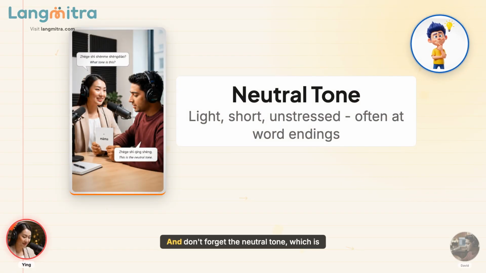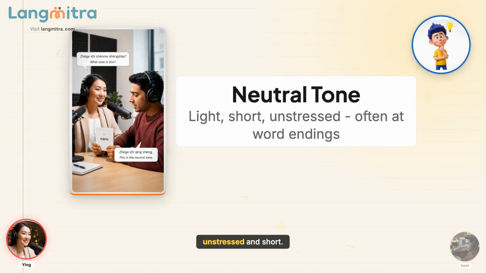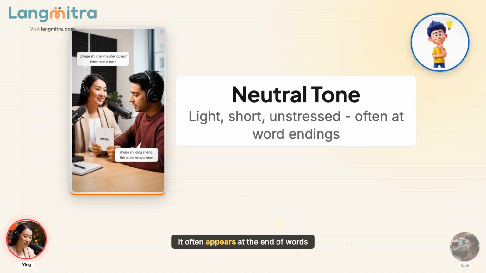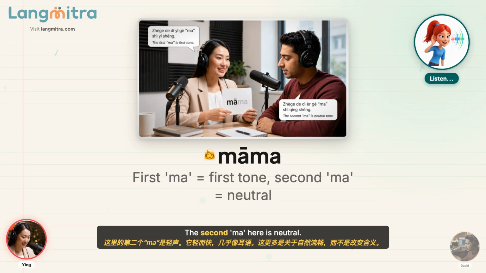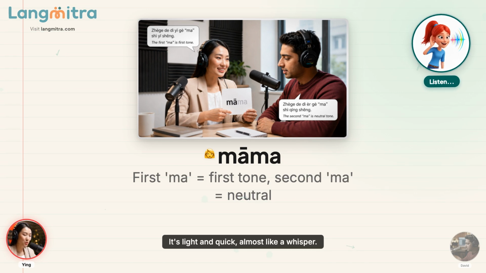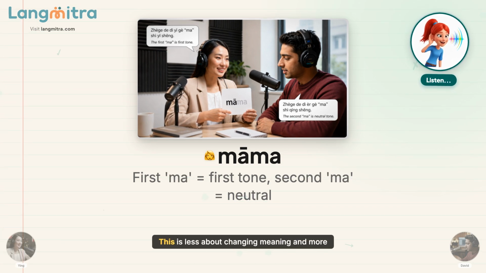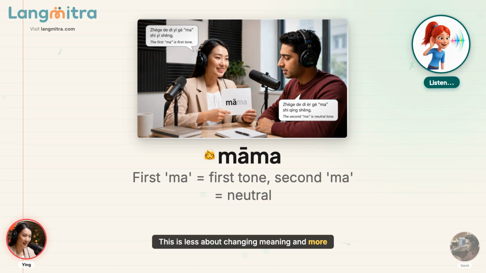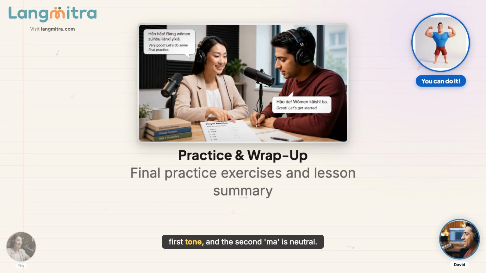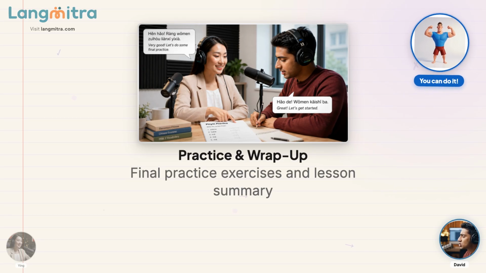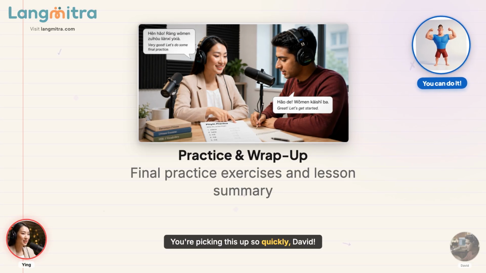Exactly, David. And don't forget the neutral tone, which is unstressed and short. It often appears at the end of words or in grammatical particles, like ma in mama, meaning mother. The second ma here is neutral. It's light and quick, almost like a whisper. This is less about changing meaning and more about natural flow. So the first ma in mama is the first tone, and the second ma is neutral. Got it. You're picking this up so quickly, David.